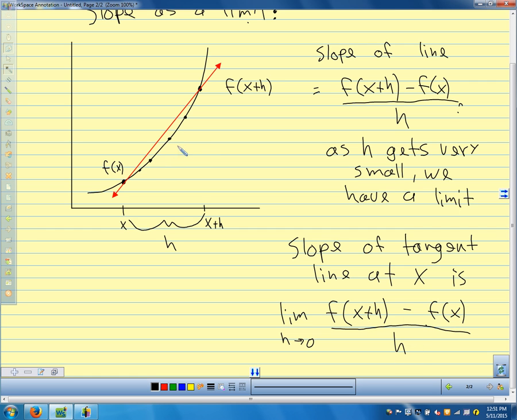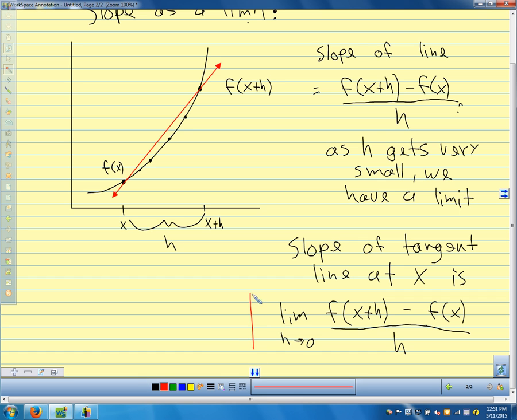So we're letting h get smaller and smaller. We're calculating our slopes. And as h approaches 0, the slope of our tangent line gets closer and closer to whatever this turns out to be. So that's our limit. This is how we're going to define the slope of the tangent line. The slope of the tangent line is this limit.